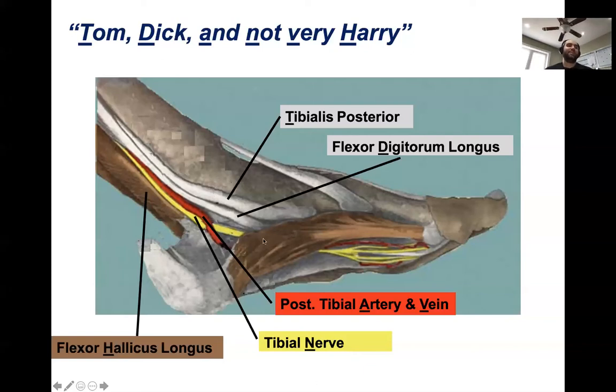Okay. Now, I also want to bring up the tibial artery, which is this one over here. We know it's a tibial artery because it's on the medial side and it's next to the tibia.